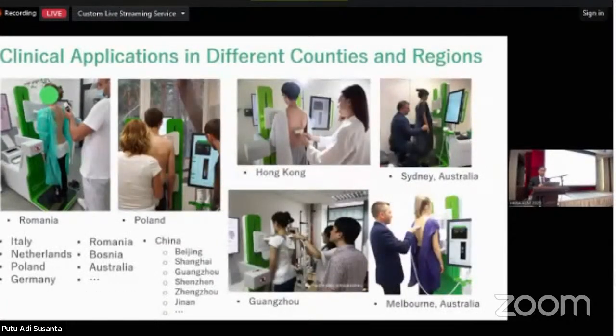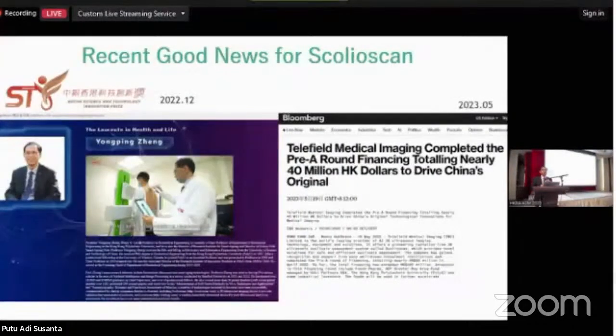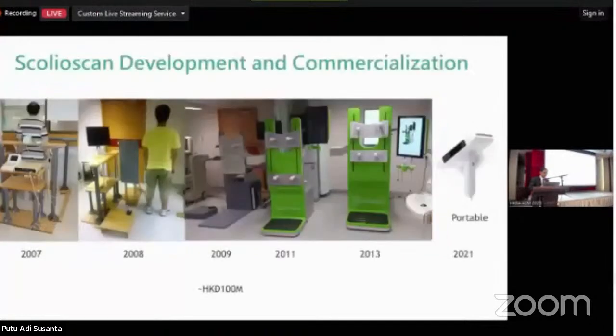These are all the installations in different places. And we are very fortunate. This Hong Kong company got the first round of investment, and also for the device, we got the first Bank of China Innovation and Technology Prize, the only one actually in that category called health and life. So there are a lot of awards we have won.